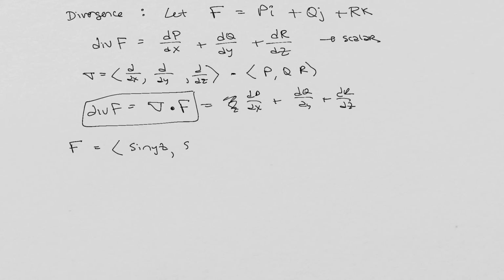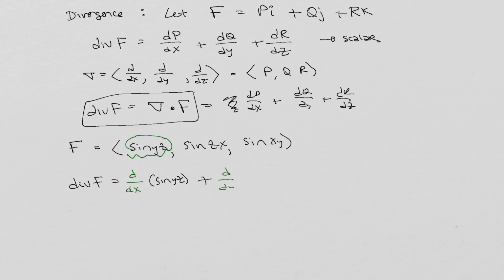sine of yz, sine of zx, and sine of xy. Right? What's the divergence of f look like here? Right? Well, it's this first part, it's this derivative with respect to x. So it's the derivative of that of sine of yz, plus the derivative with respect to y of the second component, plus the derivative with respect to z of that third component.